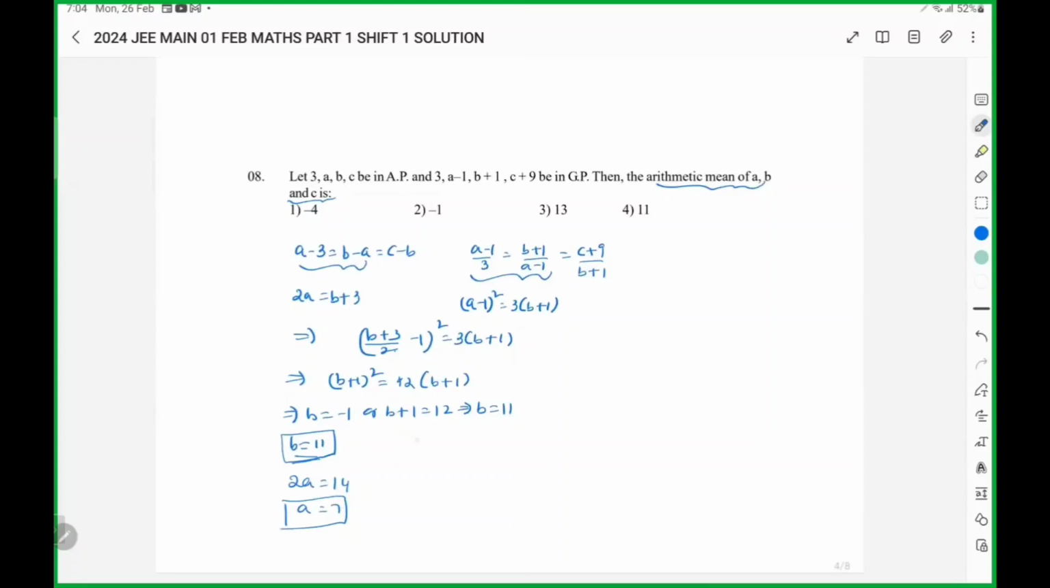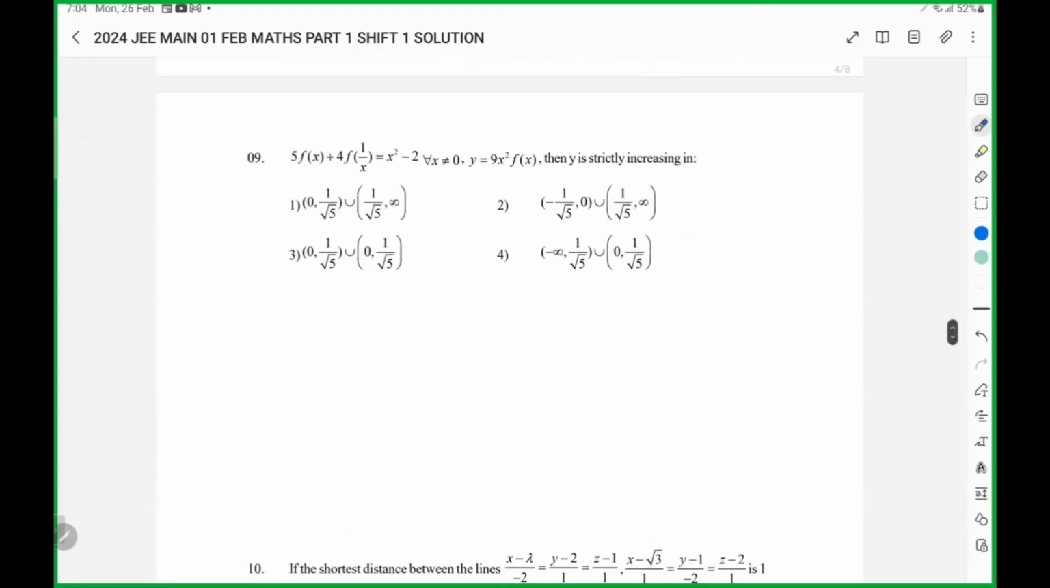And regarding the c value, c minus b is b minus a. 11 minus 7, c will be 15. Arithmetic mean of a, b, c: a is 7, b is 11, c is 15, divided by 3. 18 plus 33 by 3, which is 11.